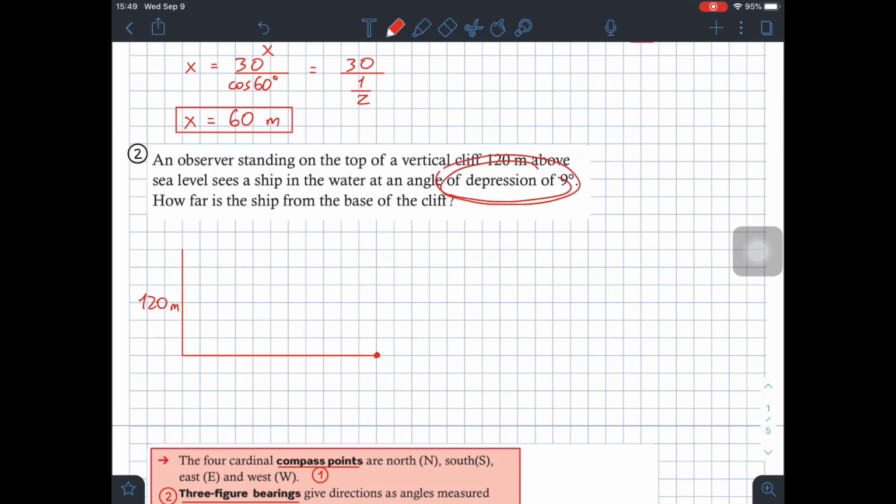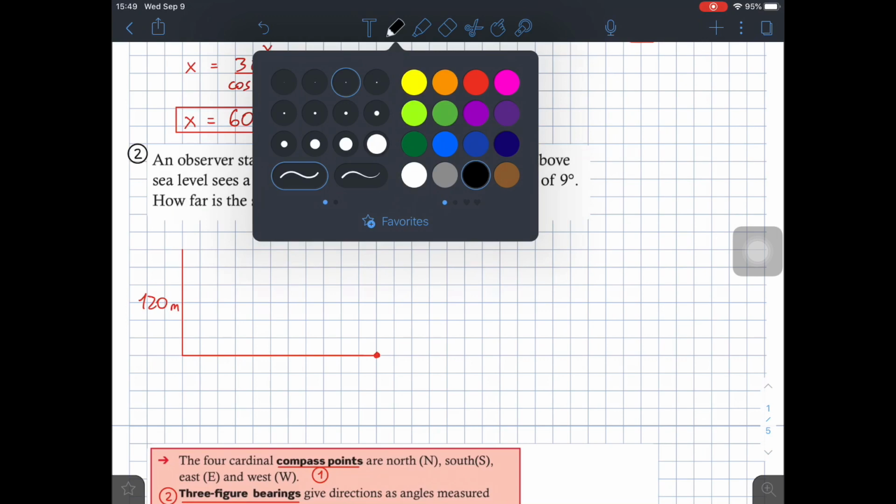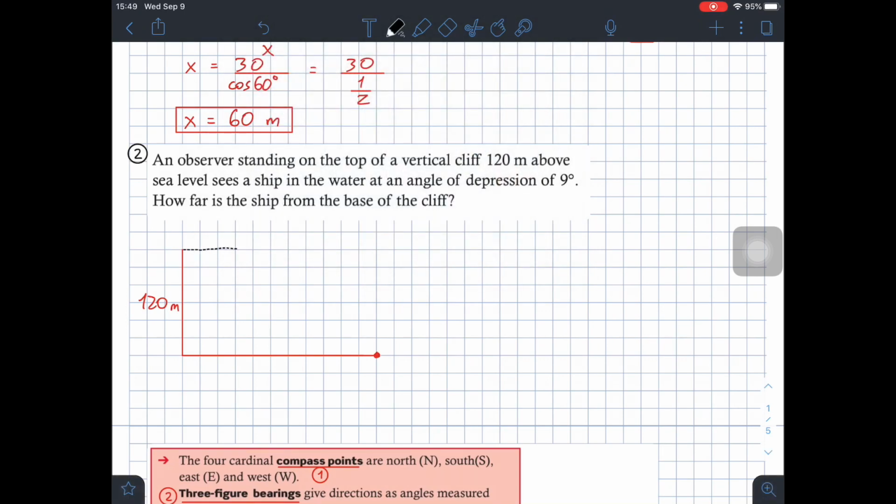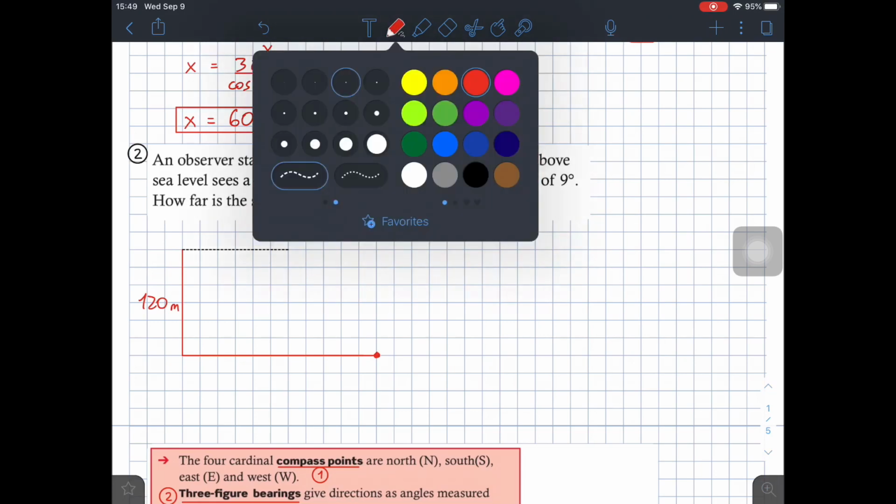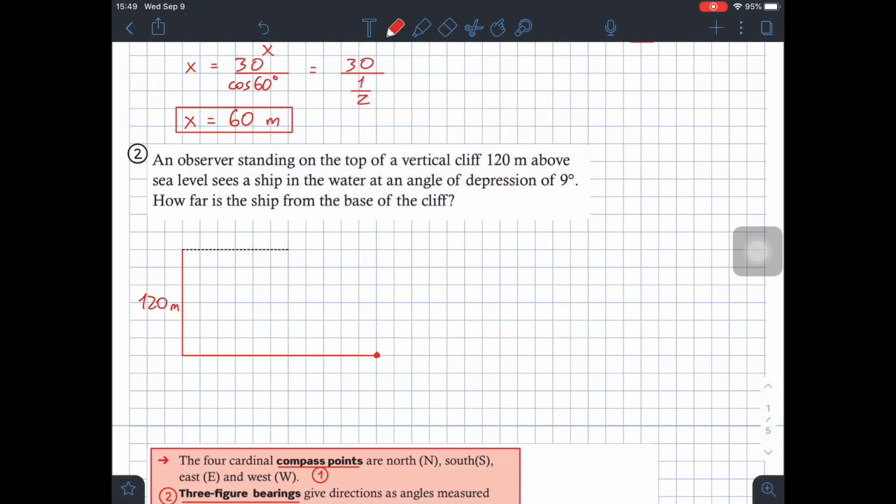Angle of depression. Remember that the angle of depression is always given with respect to a horizontal line. So let me do a horizontal line here, just a second. If I draw a horizontal line right here, then the angle of depression is with respect to that horizontal line. So if I trace a line which is below that horizontal line, then the angle of depression would be this angle over here, okay? That's the angle of depression. So this is 9 degrees according to our problem.